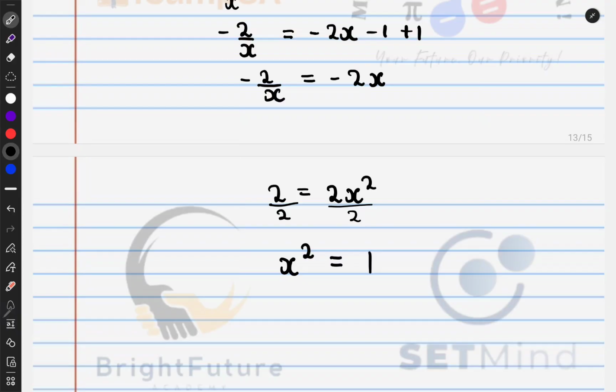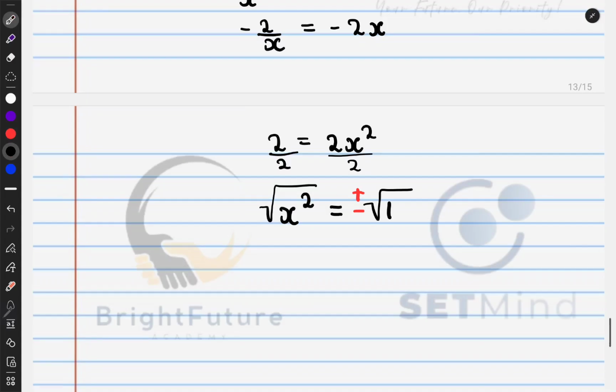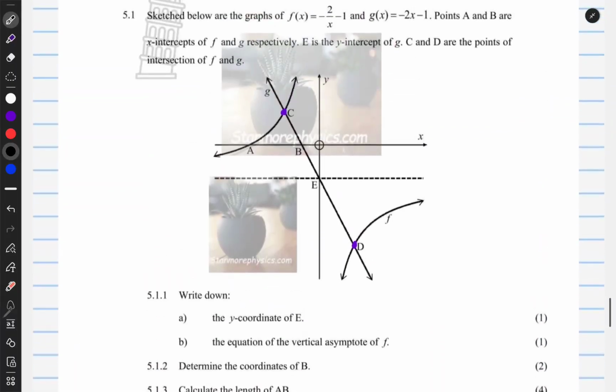Okay, and then in order to solve for x, we need to introduce the square roots on both sides. Remember that when we are introducing the square roots, we're going to have a positive and a negative root. So we're going to have two answers, which would make x equal to a positive 1 or x equal to a negative 1. Now let's go back to our graph.